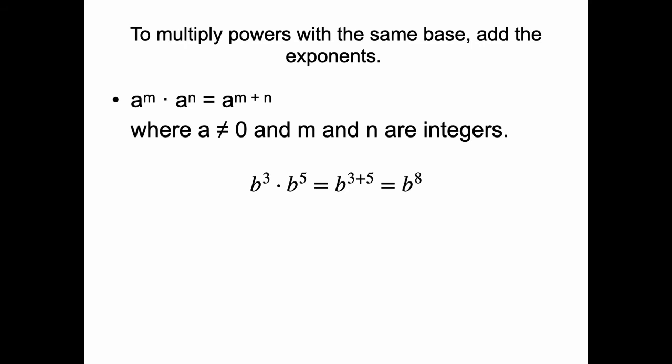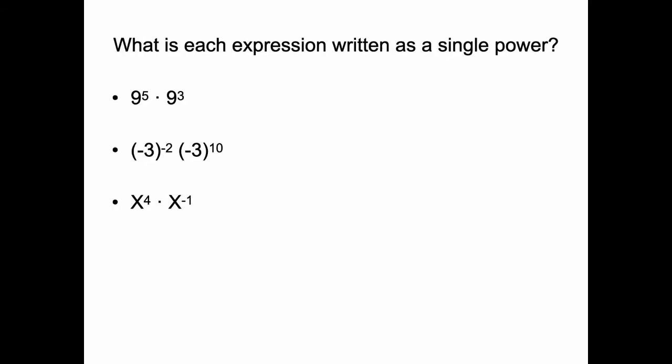And the m and the n are integers. We're going to be doing this with just integers. We're not going to be dealing with fractions as our exponents at this point. So we have b cubed times b to the 5th, and we just add those exponents together. So we have b to the 3 plus 5, and we get b to the 8. This is how we multiply powers when we have the same base. We just add their exponents.